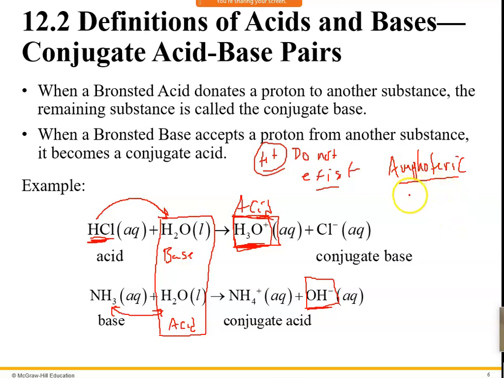Anyways, amphoteric means it has both properties. Or like both of the opposite properties of that thing. So it's amphoteric because it has both acid and base properties. It comes from the word amphibian. Amph means both. So amphibians can breathe in water and they can breathe outside of water.